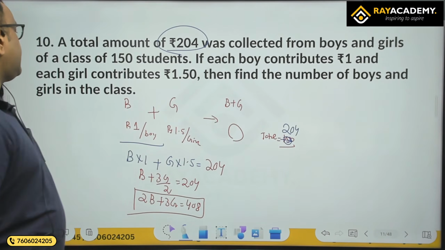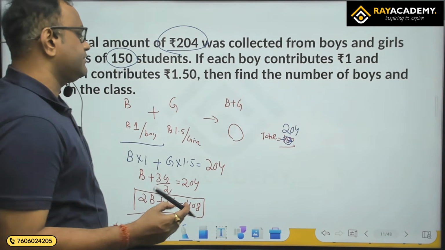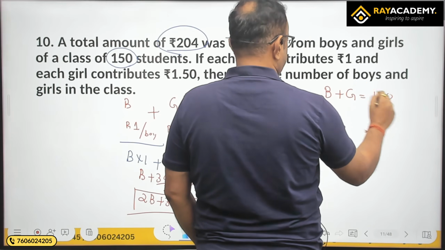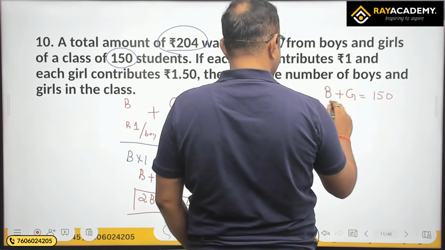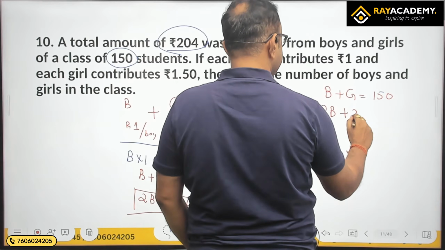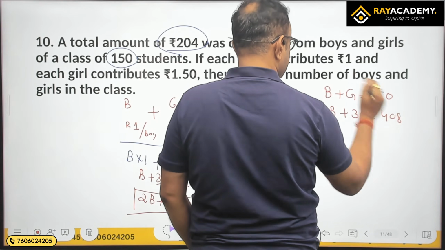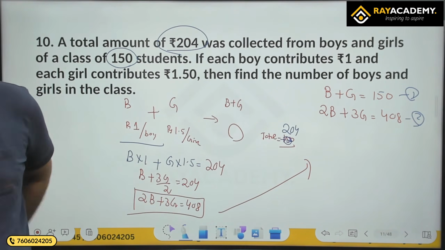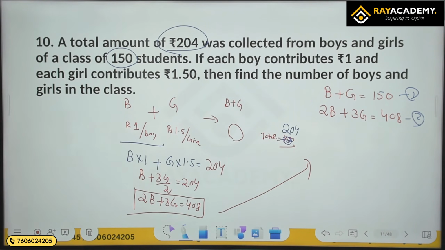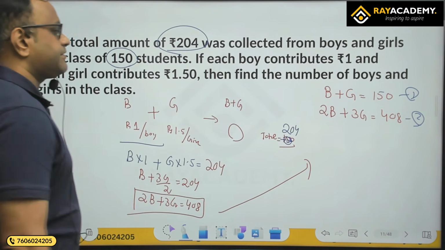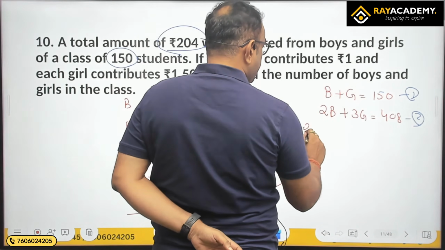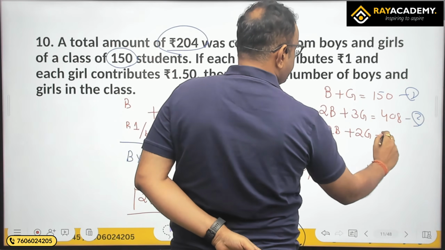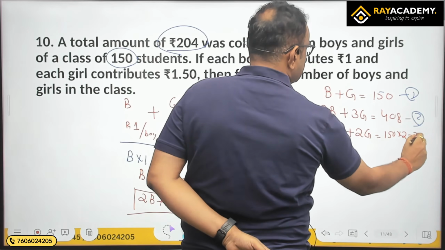Now they are saying the class has 150 students. So another equation is number of boys plus number of girls is 150. Both these equations you can take simultaneously, then you can solve. This is equation 1, this is equation 2. We will solve these equations and you will get the number of boys and girls. Multiply equation 2 by 2. So you get twice of B plus 2G equals 150 into 2, that is 300.